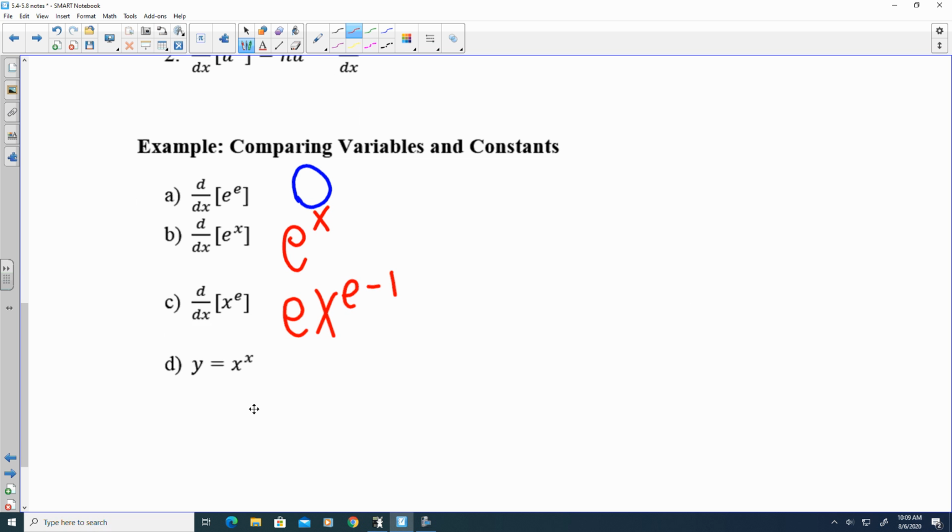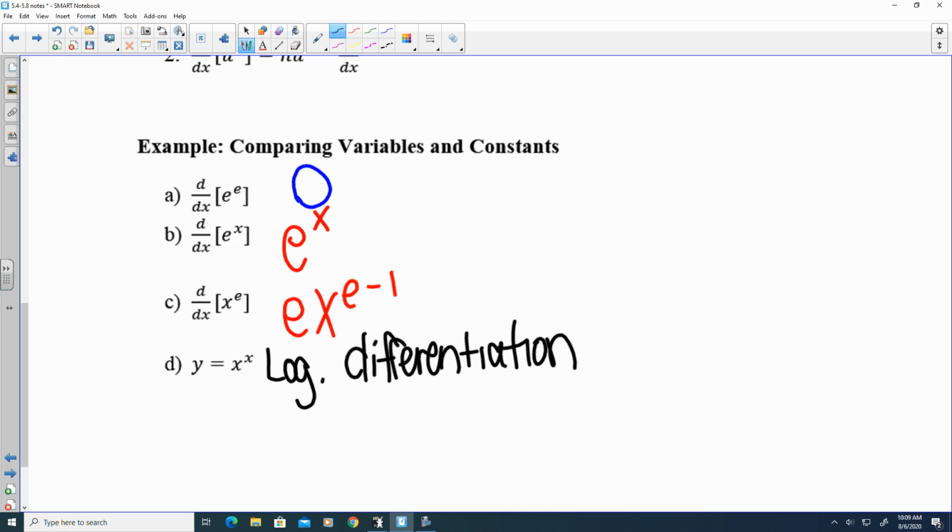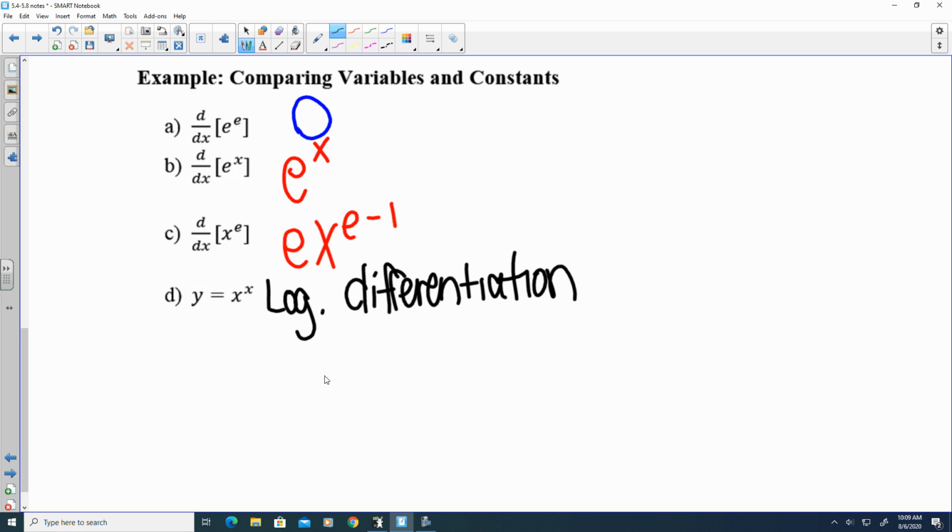X to the x, letter D. This one is tricky. I cannot use the power rule because the exponent is not a number. I cannot use our new rules where the base is a number. So I have to do logarithmic differentiation to solve this question. If you don't remember what that is from a couple of sections ago, logarithmic differentiation is when you take the logarithm, natural log, of both sides so that we can bring that x out of the exponent and make this not such a terrible question.